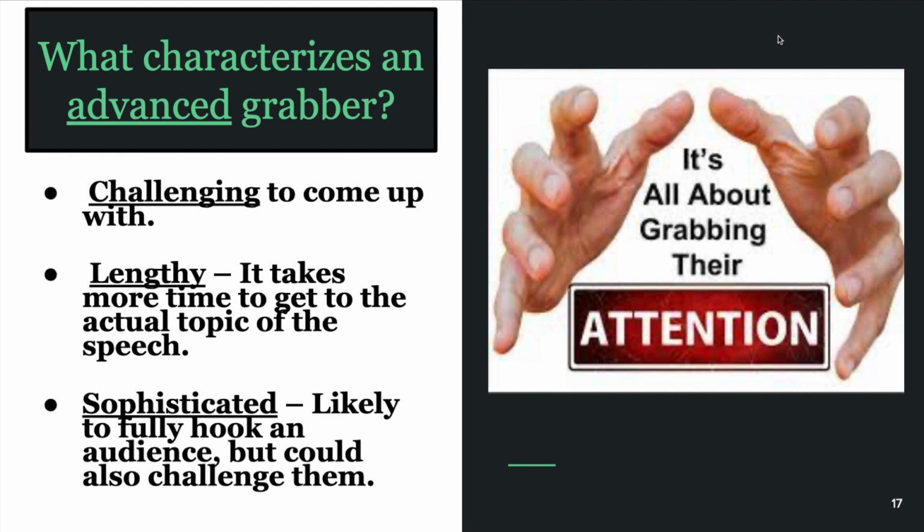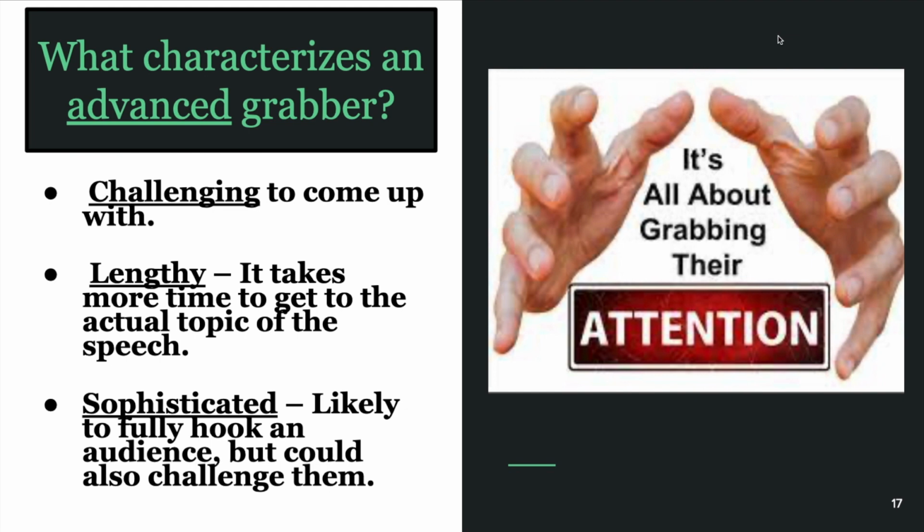And sometimes, especially in speech and debate events, these can be very lengthy. And as a judge, you're kind of like, okay, where are we going with this? And by the time they get to the end of it, it makes sense. But sometimes the length can be a little off-putting. So you want to be very intentional about how you use these.